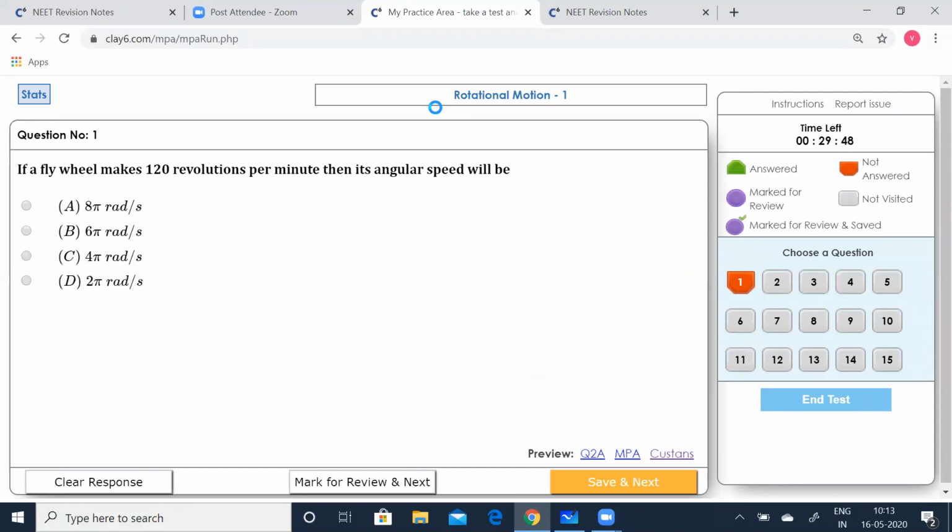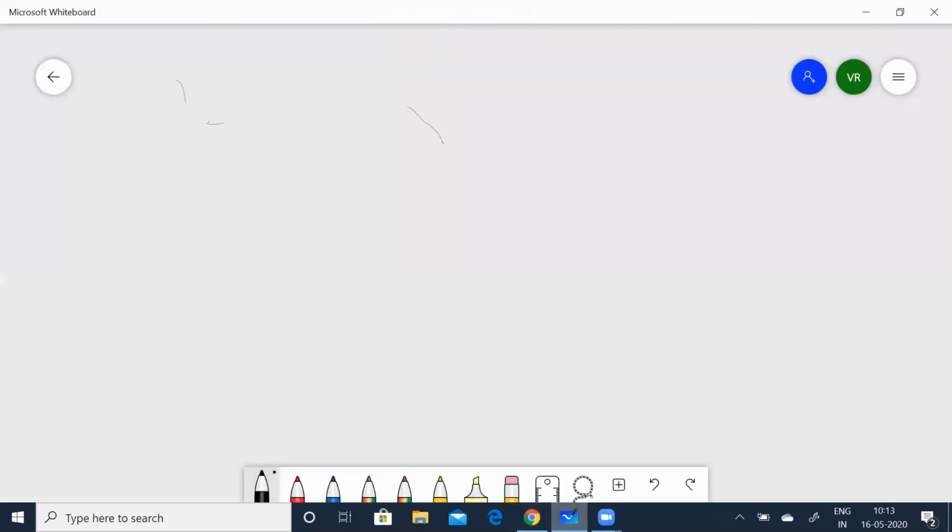In a flywheel, if a flywheel makes 120 revolutions per minute, then its angular speed will be what? Let us quickly solve that. Now omega, I told you, is angular velocity. It is given by 2 n pi, where n stands for the number of rotations. In some books they also refer to it as f, the frequency.